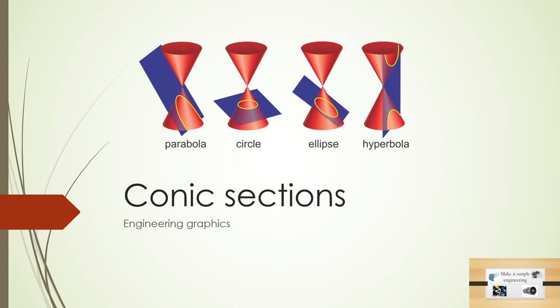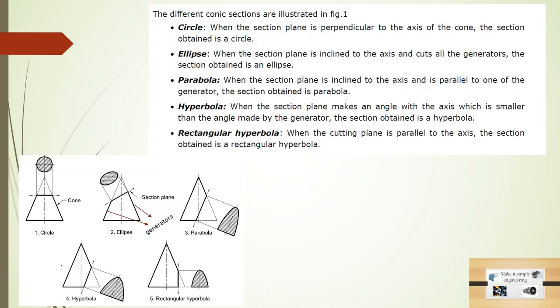Here you can see from the diagram that the plane given in blue color is intersecting the cone at different angles to get different shapes. Here we can call those shapes parabola, circle, ellipse and hyperbola. So you can see in this slide the definition of the different curves. When you cut a cone perpendicular to its axis, you will get a circular section.